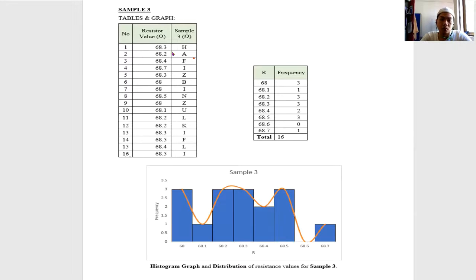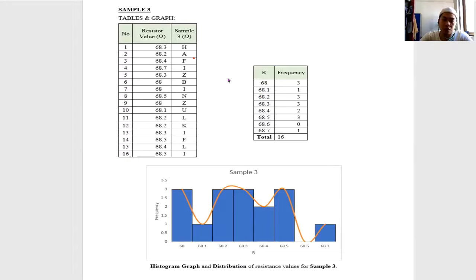So this is the sample that we get. So from the data from the table, we know that for resistance 68 have 3 repeated by 3 times, 68.1 once, 68.2 3 times, 68.3 3 times also, 68.4 is twice, 68.5 is 3, but for 68.6, none of it, and 68.7 is 1.